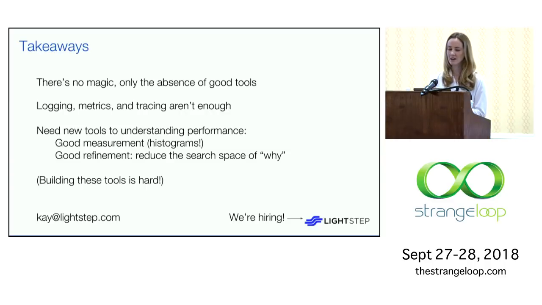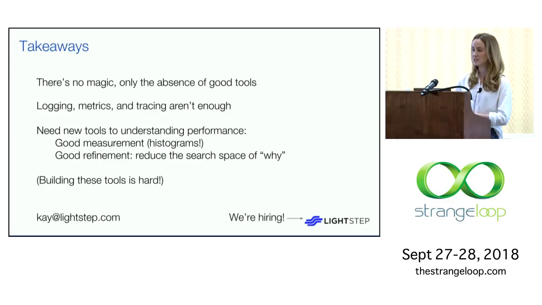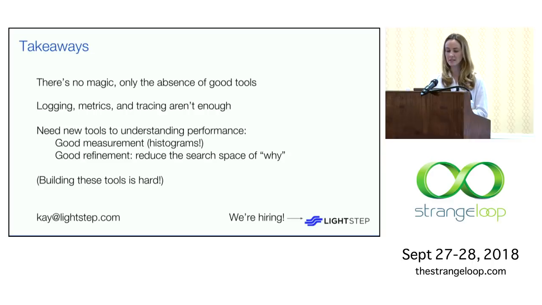So to recap this talk, I think the first and most important takeaway is that there's never any magic in your system, only the absence of good tools. And if you think that there's magic in your system, it's probably because your tools aren't good enough. The second is that logging, metrics, and tracing aren't enough to understand your data. You need new kinds of tools to help you understand performance that will give you good measurement, latency histograms, for example, and that will also allow you to do refinement so you can reduce the search space of why.